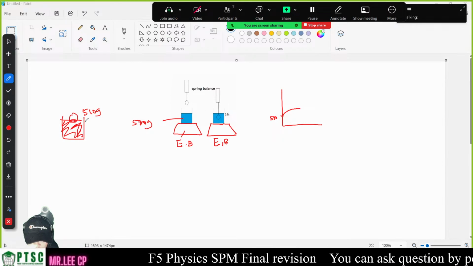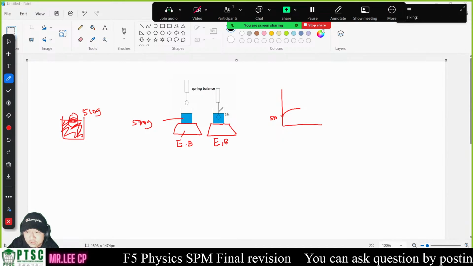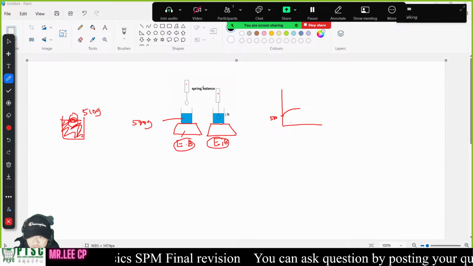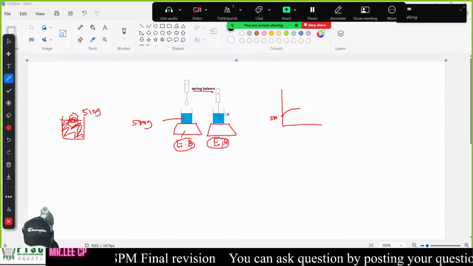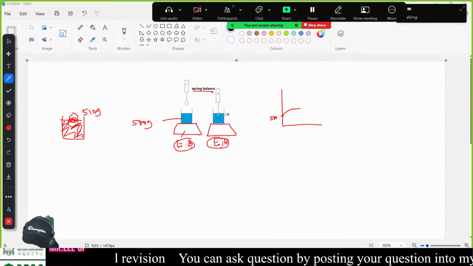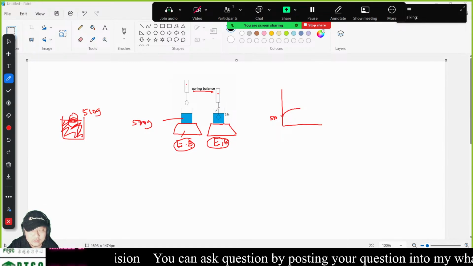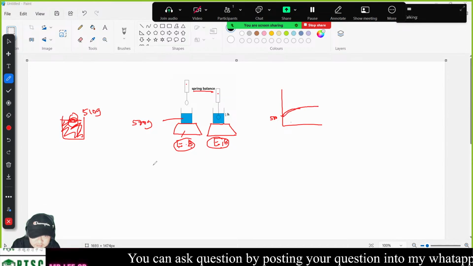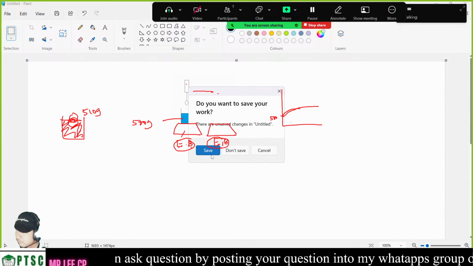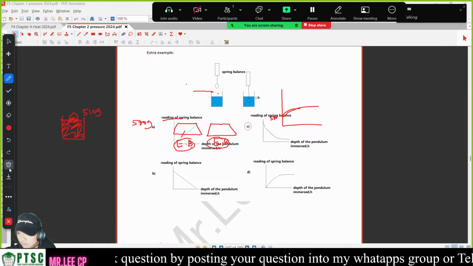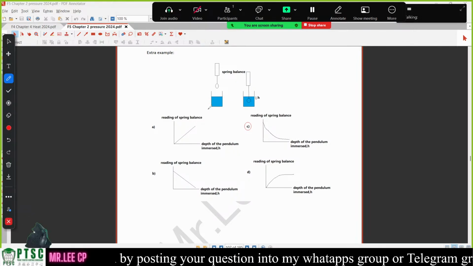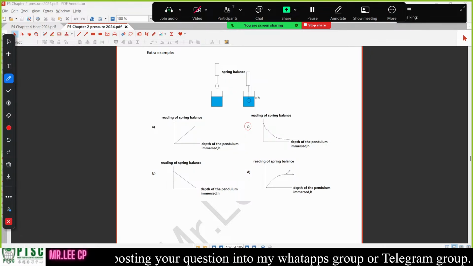And then if you lower down more, the balance reading will be more. Not the spring balance, it is the electronic balance. So 500, 510, 520, 530, and if you fully go in, it will not increase anymore. So the graph will look like this. Make sure you know. So this one is called the reading of the spring balance. If we got the electronic balance, then the answer will be like that.